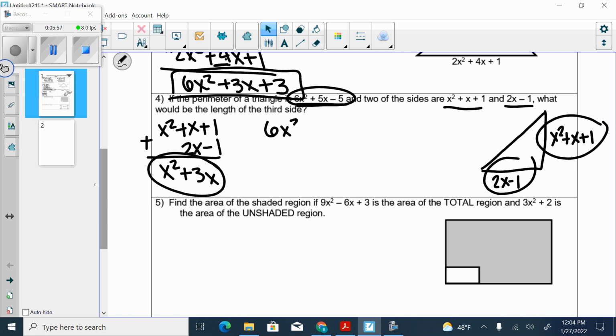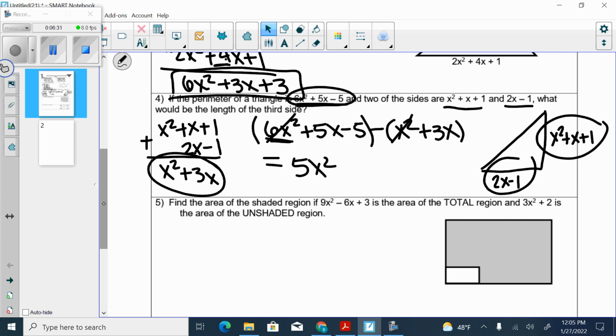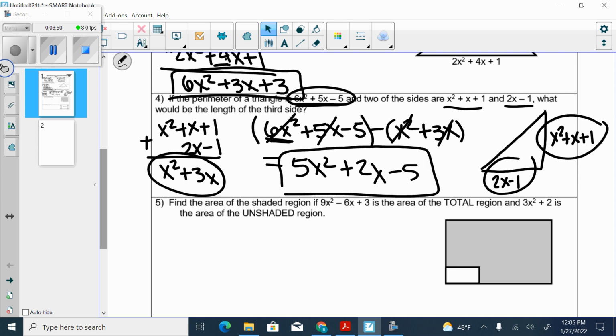So we would have 6x squared plus 5x minus 5 minus x squared plus 3x. And we do want to put it in parentheses because we need to remember we're subtracting both pieces, not just the first one, right? Okay, so I've got a 6x squared. Anything like it over there? Just 1. So 6x squared minus 1x squared would, yes, leave us with 5x squared. All right, we're done with those. 5x minus 3x. Good. Okay, done with those. And is there anything to subtract from the negative 5? So it's just going to stay negative 5. So this would be the length of that third side.